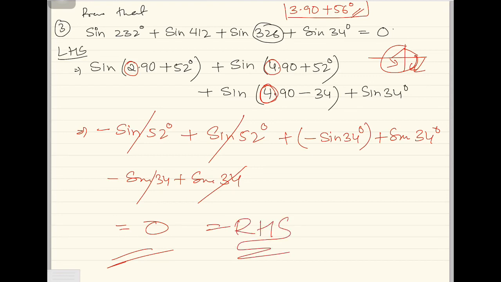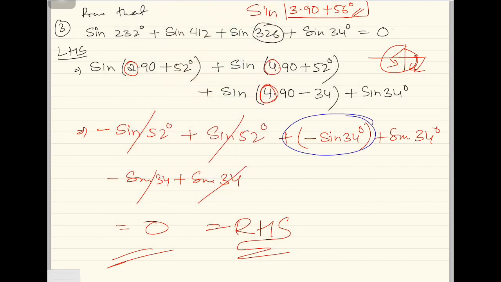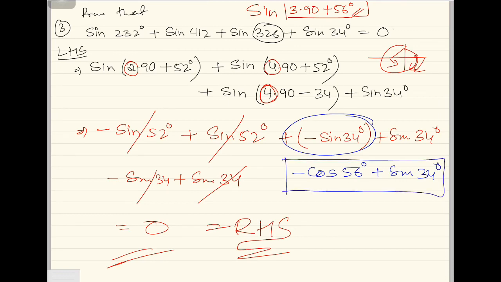What if you had used this one? If we had used this one, then instead of becoming sine 34, it would have become cos, that's in the fourth quadrant. In the fourth quadrant, the sign is negative, so minus cos 56 degrees plus sine 34 degrees, and that would be the leftover. Got it, everyone? Yes. So the first two would automatically cancel. This would be the leftover.